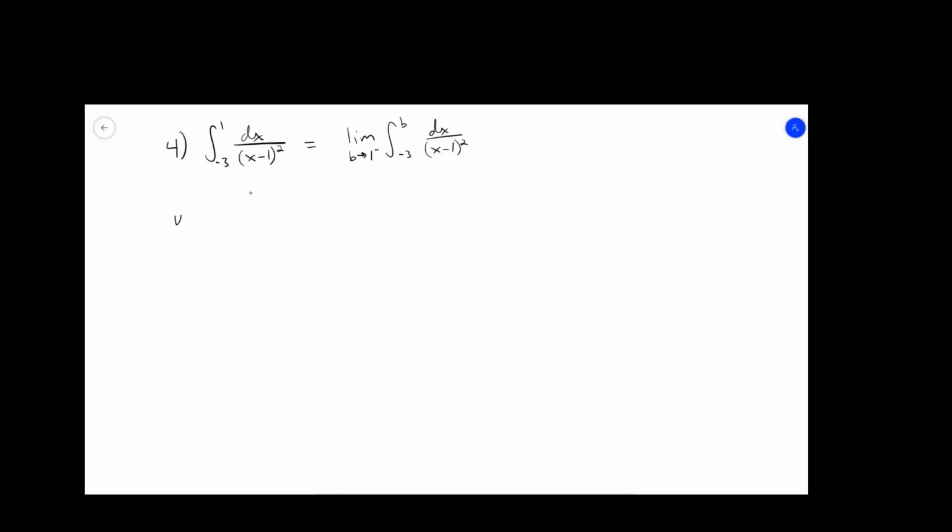This one we can do just a regular substitution. We can say that u is equal to x minus 1. du is just going to be dx. And then remember that we have to change the bounds as well. And so the lower bound is going to become, let's see, it was minus 3. I have to plug minus 3 into here. So minus 3 minus 1 is minus 4. The new bound there. And the new upper bound is going to have to be b minus 1. And then the integral becomes du over u squared.